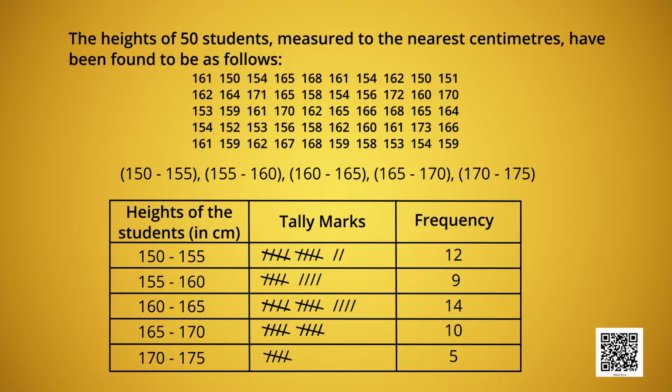Children, you can add all the frequencies and check whether the total comes out to be equal to 50. This helps us in detecting any error. Children, can you conclude anything about the heights of students from this table? Yes. Maximum number of students have height in 160 to 165 centimeter range. Minimum number of students have height in 170 to 175 centimeter range. You can see that more than 50% of students, that is more than 25 students, have height shorter than 165 centimeter.